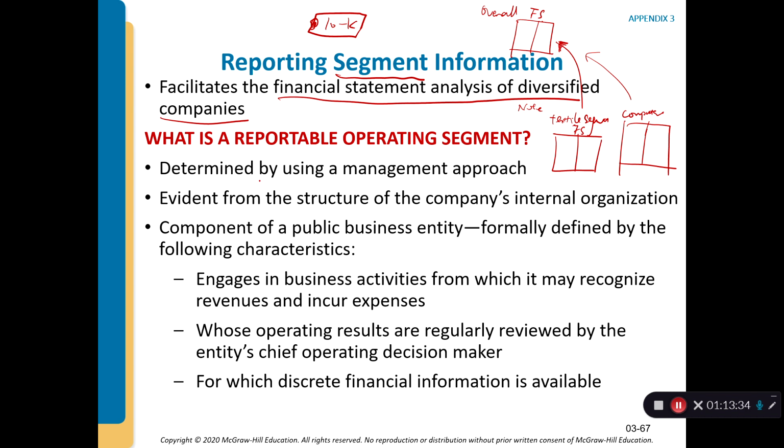According to US GAAP, we use a management approach to define what is a reportable operating segment. This approach is based on the way management organizes the segments within the company for making operating decisions and assessing performance. The segments are therefore evident from the structure of the company's internal organization. The component of the public business entity is formally defined by the following characteristics.